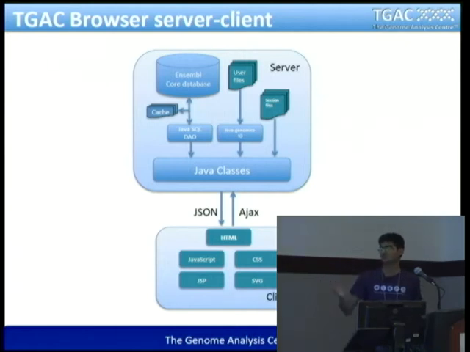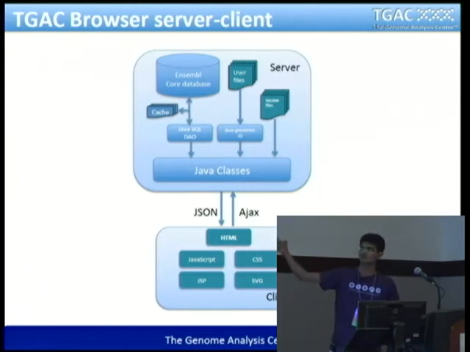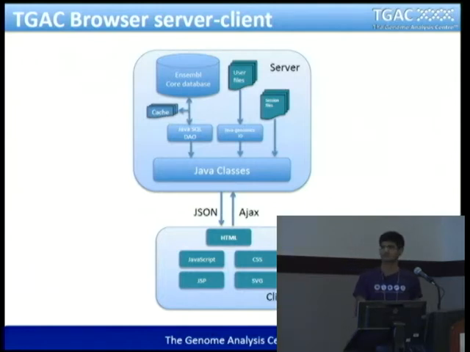When the client sends a query to the server, like give me all the genes from this region to this region for this reference, the Java classes call the SQL DAO, and then all the genes go to the client as JSON text. So the data transfer is just text.